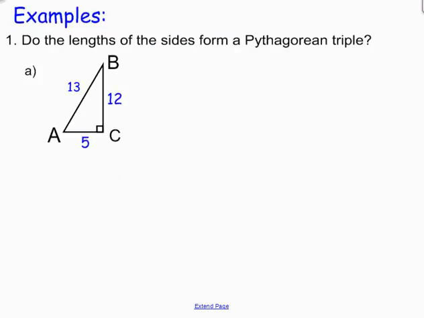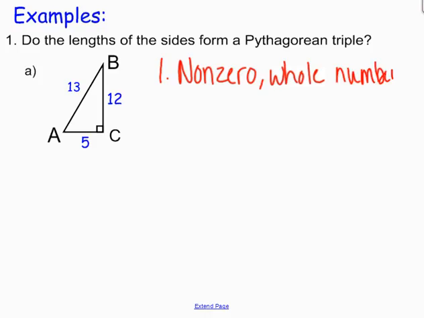So for number one, we have to figure out whether the legs form the sides of a Pythagorean triple. So remember, we have to check two things. We have to first check that they are non-zero whole numbers. Okay, so if I look at 5, 12, and 13, those are all non-zero, and they're all whole numbers. So number one is yes. One of the qualifications is yes.